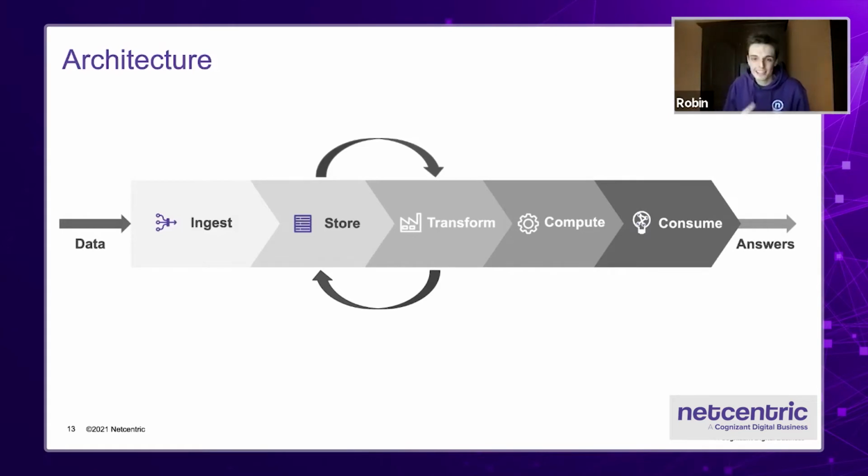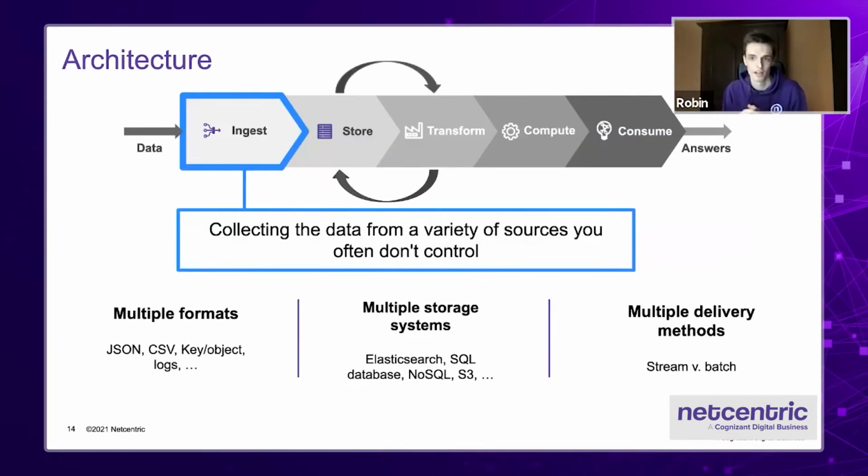So let's take a look at each step a bit more closely. And first, we have the ingestion. You need to get your data in your pipeline. The issue is often that this data comes from multiple sources that you don't always control. And each of these sources can be different. It can be events, it can be a stream, it can be an export from a database, it can be in multiple formats. So you have all this consideration. That's the first step, ingestion.